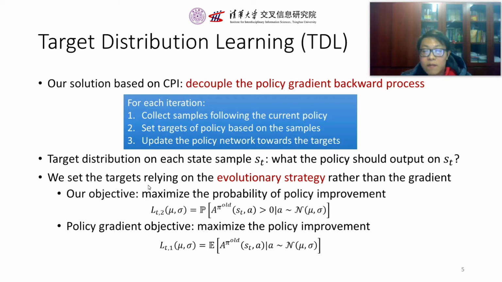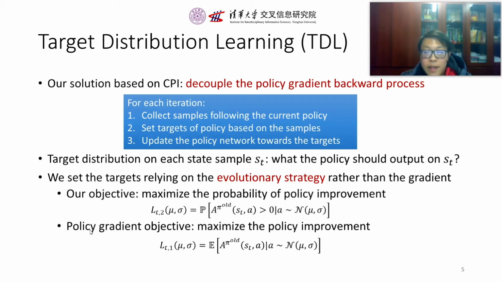One successful variant of our algorithm sets the target relying on the evolutionary strategy, ES, rather than the gradient of the cumulative reward. We found that setting the target through the evolutionary strategy is equivalent to maximizing the probability that the policy is improved over the previous policy in the last iteration. That is to maximize the LT2 term for each sample indicated by t. We are to find a new action distribution. This is a Gaussian distribution specified by mu and sigma, such that the probability that we obtain a positive advantage function over the old policy is maximized. This indicates that our policy will be improved on this sample.